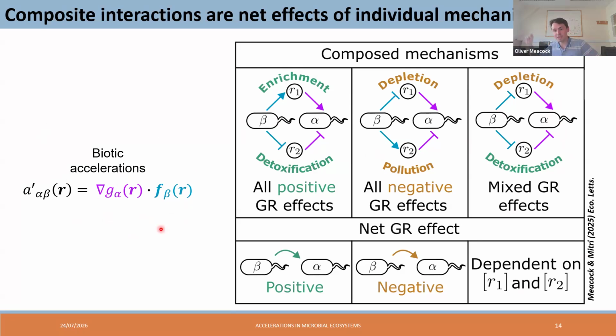change to the environment changes the growth rate of the focal species, combined with how much the effector is changing the environment. So that combination is then multiplied together and then added up, and then that gives us this biotic acceleration. This is quite nice, that this intuitive idea of what a net interaction should look like ends up just popping out of the algebra directly.